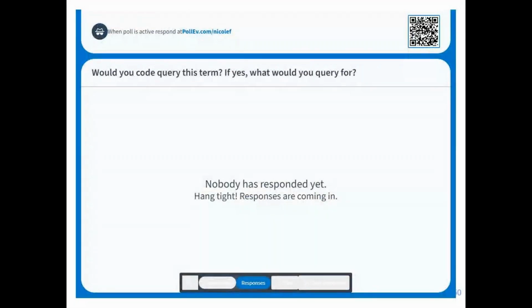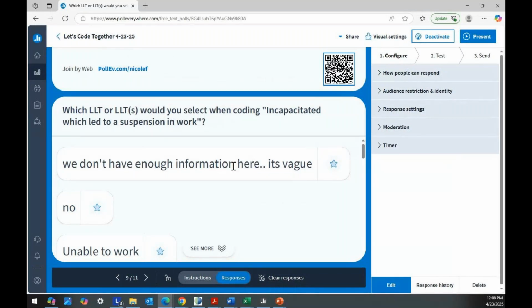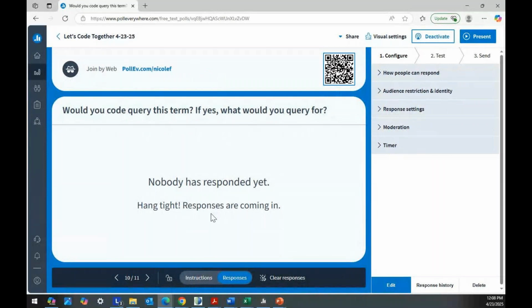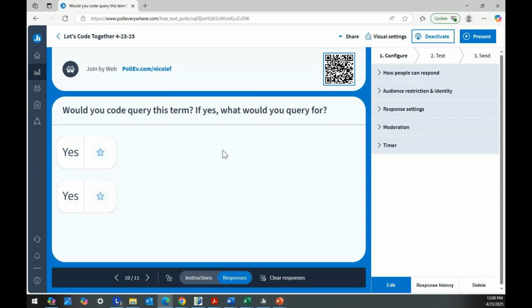I think this was answered, but I'll just open it. We don't have enough information here, very vague. Okay, I think I'm seeing a trend in what everybody is going to say here, but would you query this term? And if you would, say you have a little bit of information around what you would query and you want to share that with people, I think it would be very helpful for people to understand not only would you query, but you would query for this exact reason, or you would ask the site for this, or send a query back with this information. If you would like to share, that's great. And we'll see what people come up with.